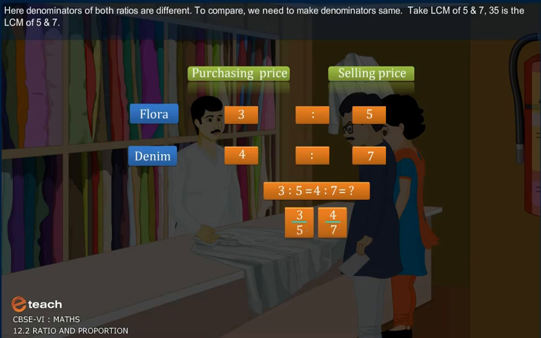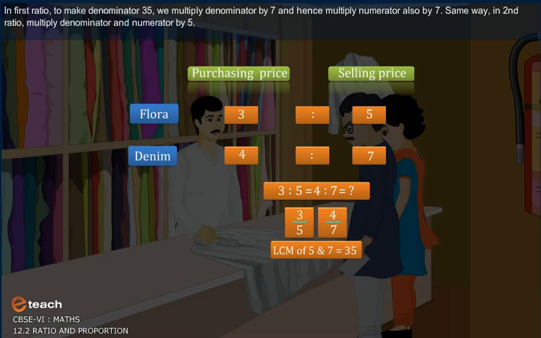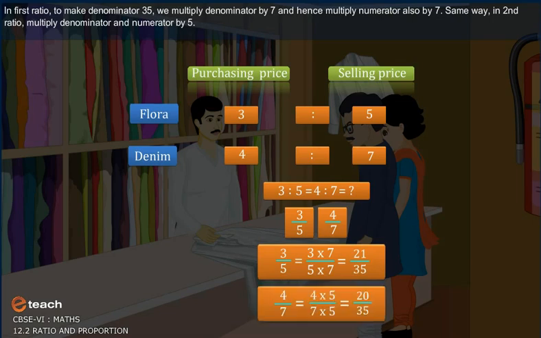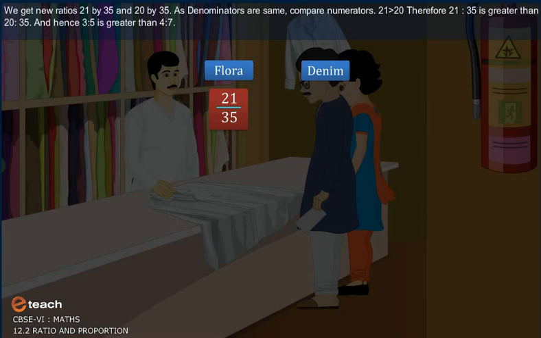To compare, we need to make the denominators the same. Take the LCM of 5 and 7. So 35 is the LCM of 5 and 7. In the first ratio, to make the denominator 35, we multiply the denominator by 7 and hence multiply the numerator also by 7. Same way, in the second ratio, multiply the denominator and numerator by 5. We get new ratios 21 by 35 and 20 by 35.